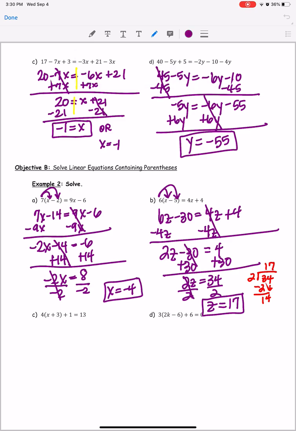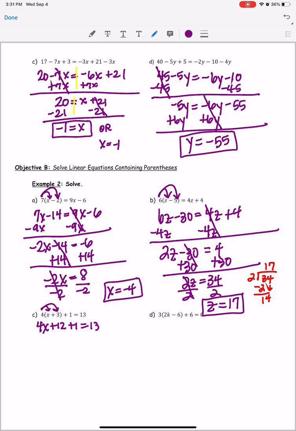All right, now this last example, C and D. This is basically an example of this and this together. So far, we've kind of either distributed or combined like terms. Now we are going to need all of those steps in this problem. So, step 1, distribute. So we got 4 times x and 4 times 3. Bring down everything else.